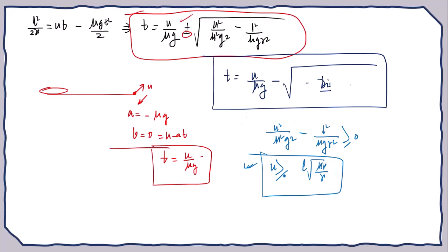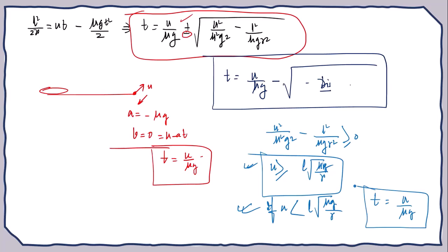Now if u is less than L into the square root of mu g by r, the block will come to rest before hitting the cylinder, and the time for that should be t equals u by mu g. After this much time, it will be stopped. But in this situation, the particle cannot hit the cylinder.